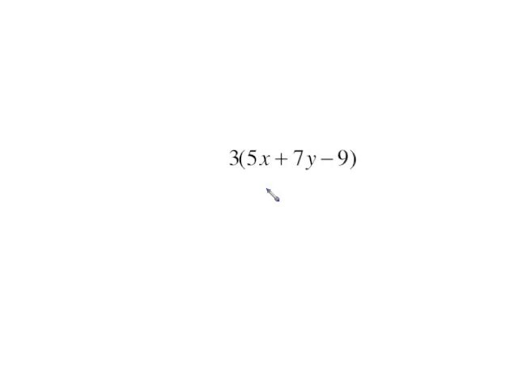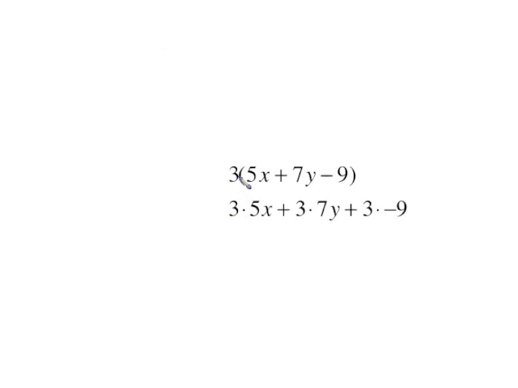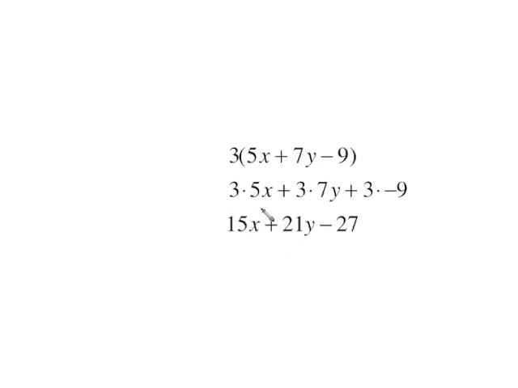3 times the parentheses 5x plus 7y minus 9 means I need to do 3 times each of those things inside the parentheses. So writing it all out, the 3 times 5x is right there. Come back and do 3 times 7y is right there. And then do 3 times negative 9. Now you can think about this negative 9 as a plus and negative if it would make it easier for you. That's why the sign here is plus 3 times negative 9. What's left is to just do the arithmetic on there. So 3 times 5 is 15, 3 times 7 is 21, 3 times negative 9 is negative 27.